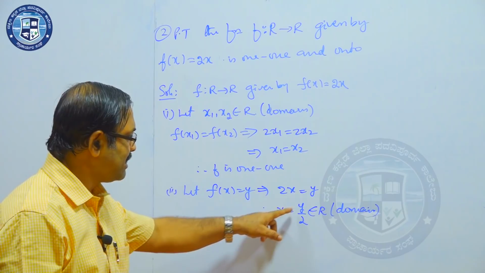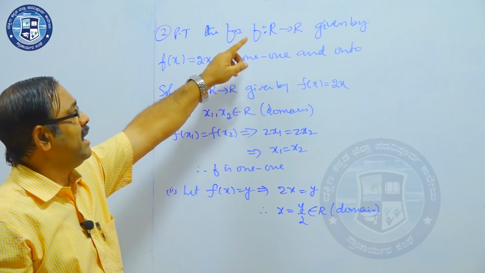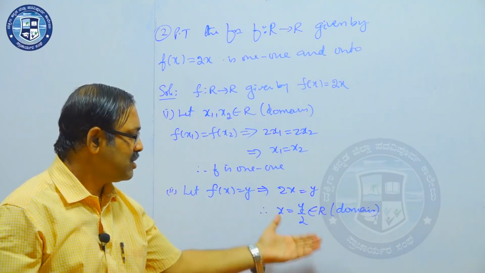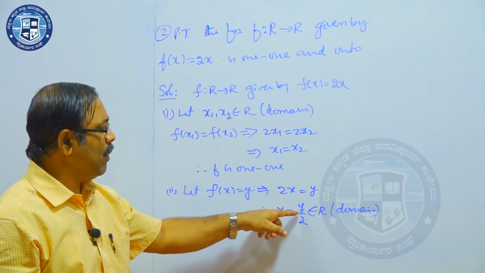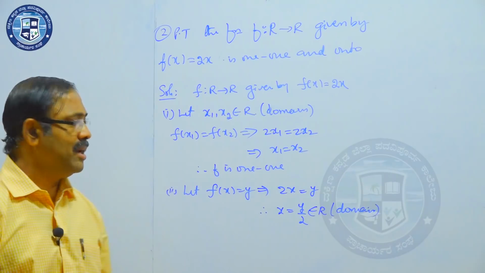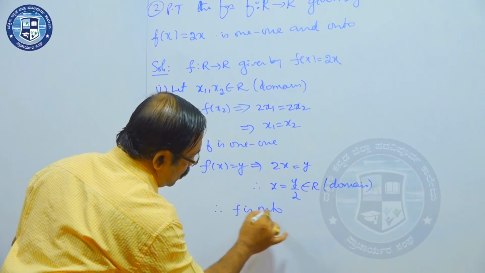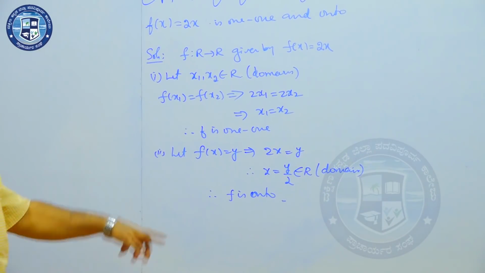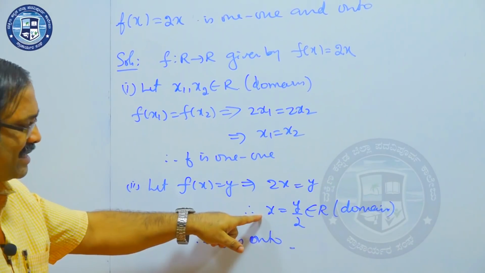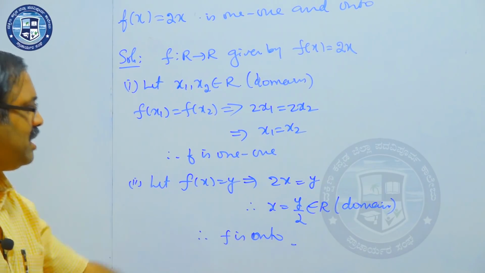See, here x is equal to y by 2 belongs to R, because R means real numbers. It includes all natural numbers, integers, rational and irrational numbers. So, this is a rational number. So, for all y belonging to this codomain, definitely y by 2 also belongs to R. So, x belongs to R. Therefore, f is onto. Why is this onto? For y belonging to the codomain, I can find x belonging to the domain such that f of x is y. Therefore, f is onto.